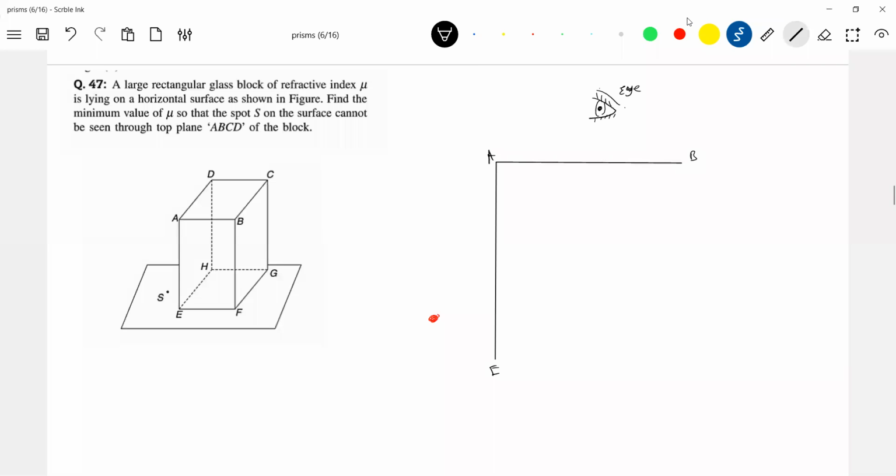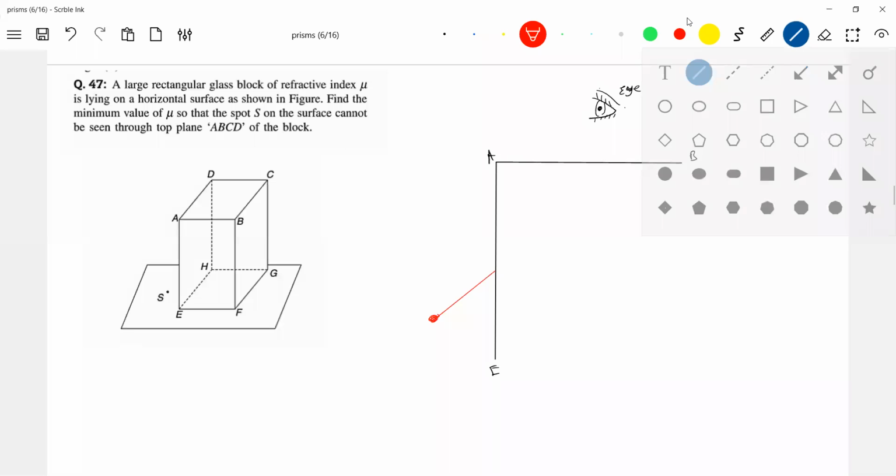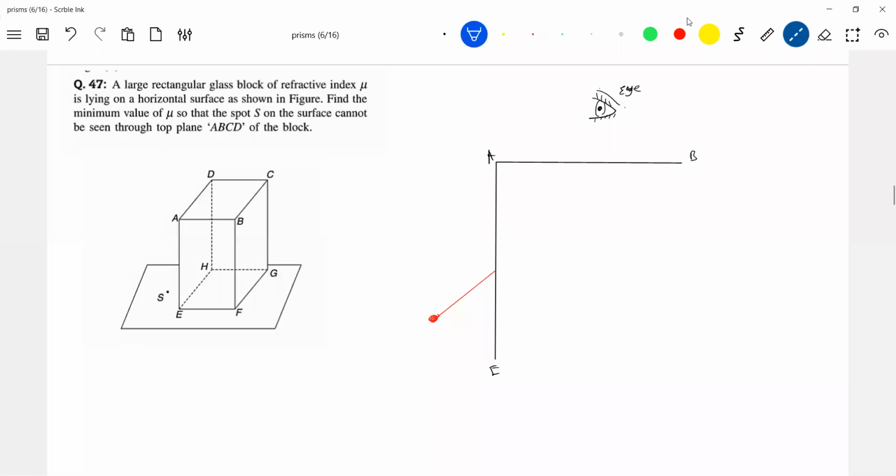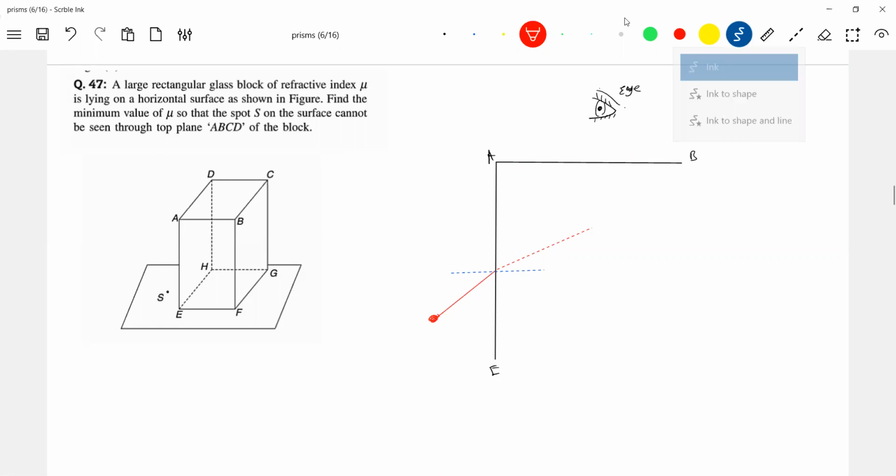So the rays will emerge from here, and they'll undergo refraction. The rays are moving from rarer to denser, so they should bend towards the normal. So the ray will bend towards the normal. And here it should undergo TIR. Then only the ray will not emerge.